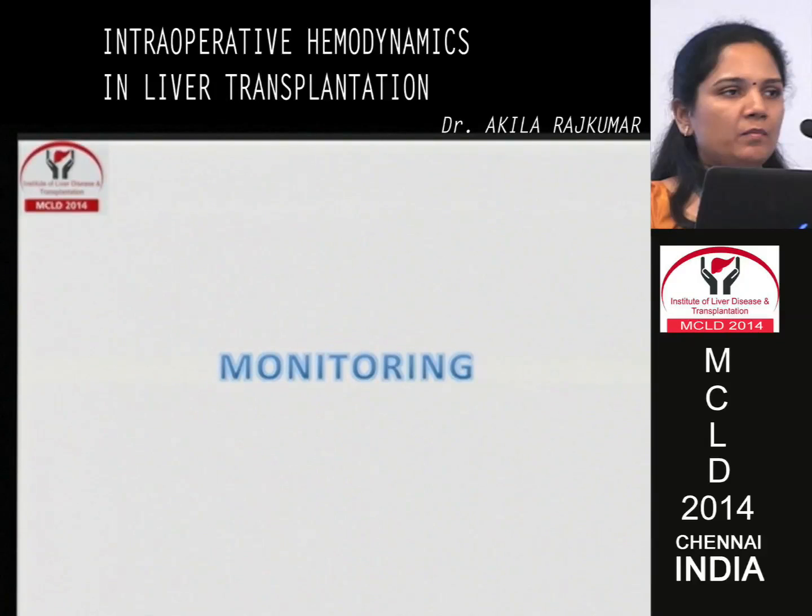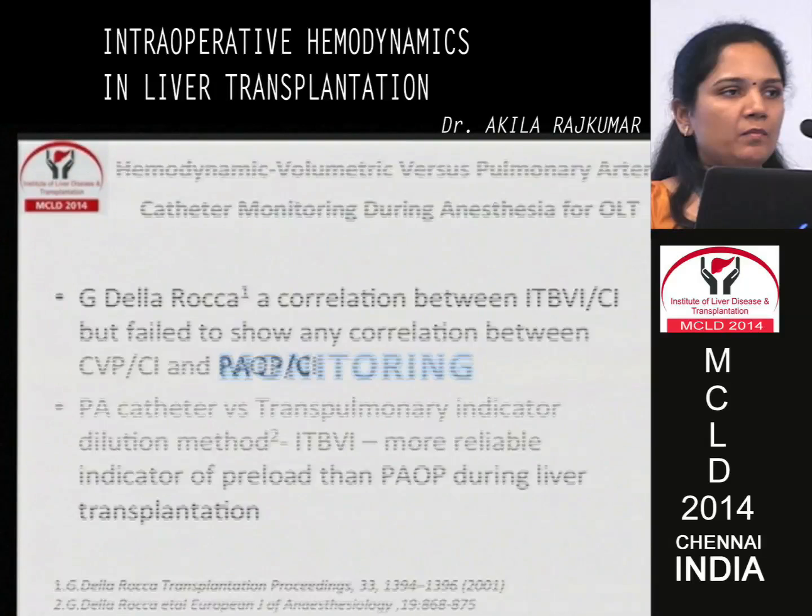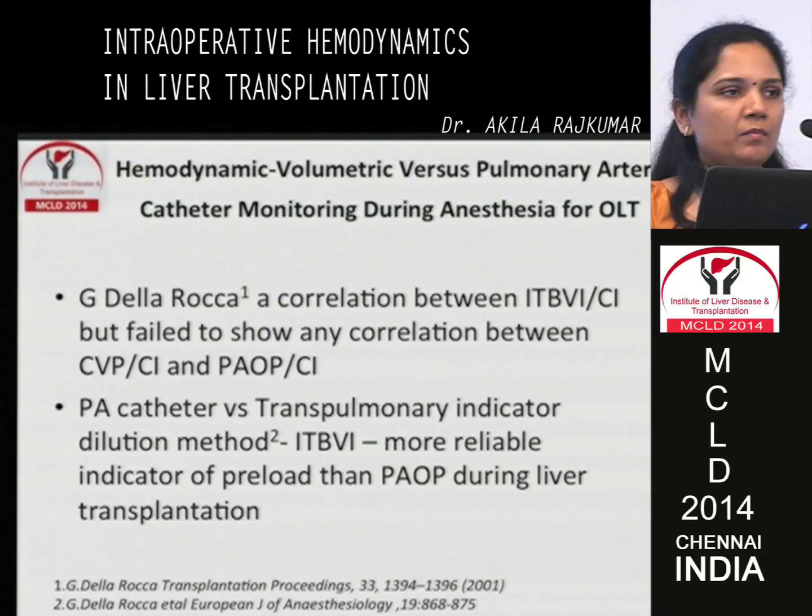So the most significant thing is monitoring. So as I said, adequate volume management here is a key for successful outcome. So how do you monitor the appropriate fluids which we're giving? When liver transplantation started, we started off with the traditional gold standard method, pulmonary artery catheter monitoring. The preload variables were measured by pulmonary artery catheter. Then came the various reports of the complications inherent to the insertion of pulmonary artery catheter. So various other techniques were tried.